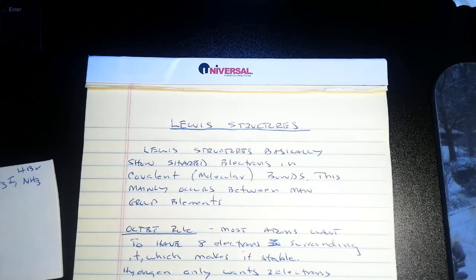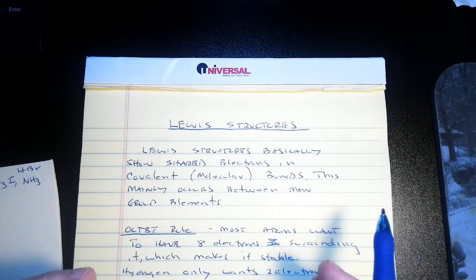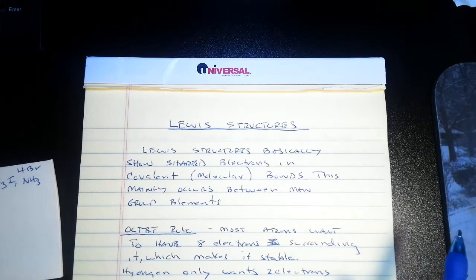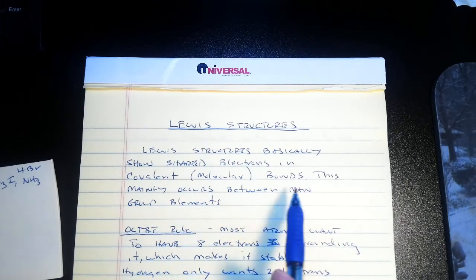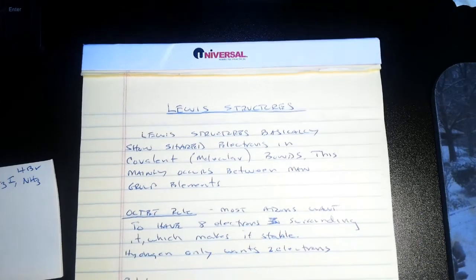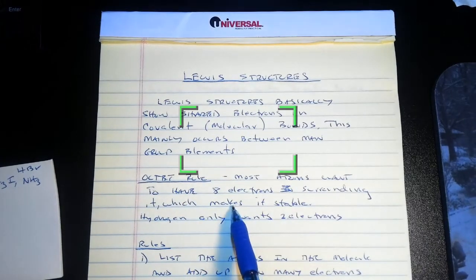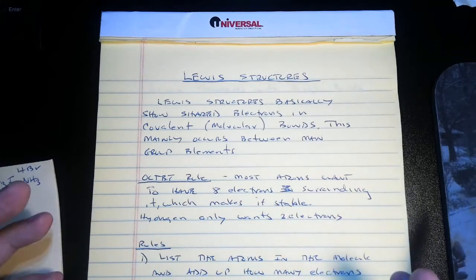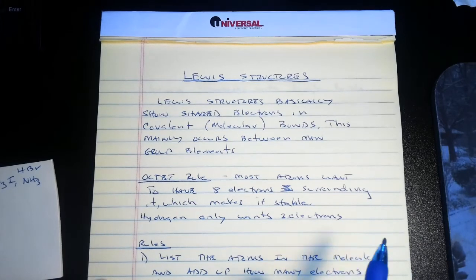This first video is going to be on Lewis structures, which show how electrons are shared between atoms in covalent bonds. This bonding mainly occurs between main group elements, which go by the octet rule. I think you guys remember what the octet rule is. Most atoms want to have 8 electrons surrounding them, which makes them stable. Hydrogen only wants 2 electrons, so it's a little bit different. It's small and has 1 energy sublevel, so it only needs 2 electrons to be satisfied.